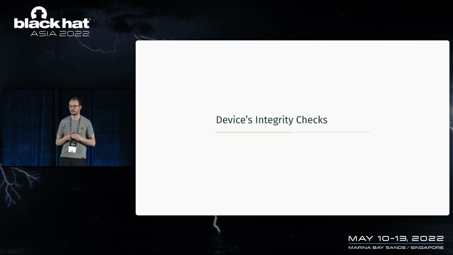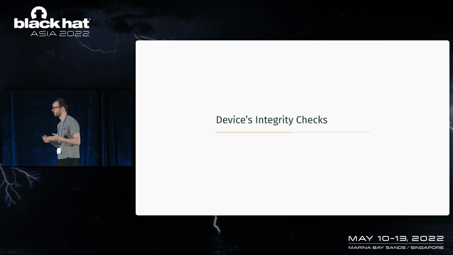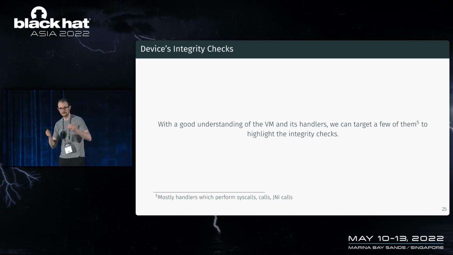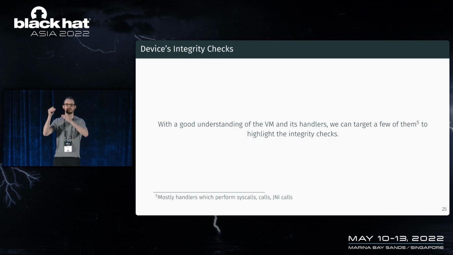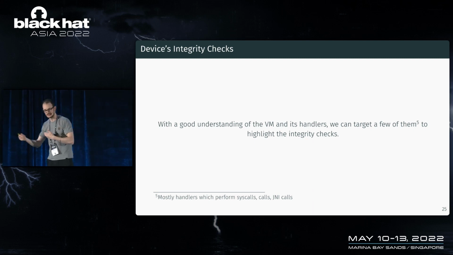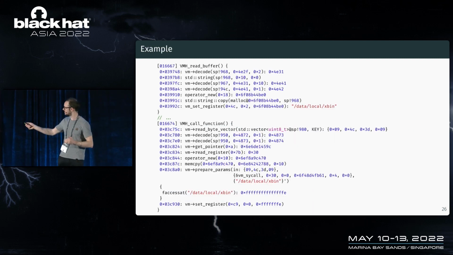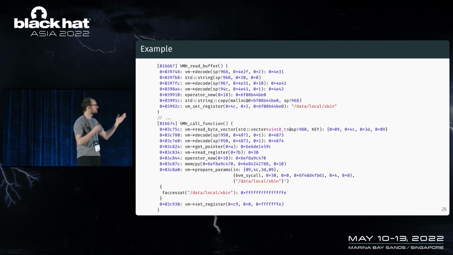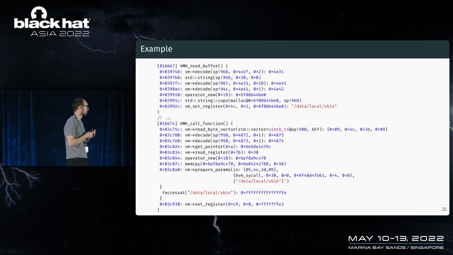Now about what kind of checks are done to detect root. Once we manage somehow to identify the different handlers and how the bytecode works within the VM, we can try to analyze this bytecode. So here is an example of a sequence of the bytecode.